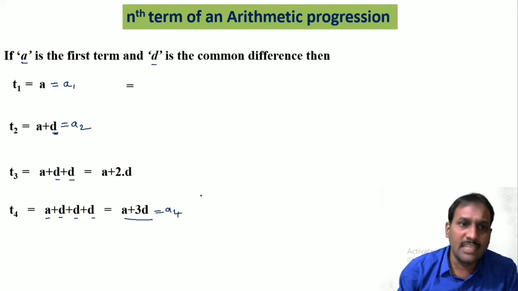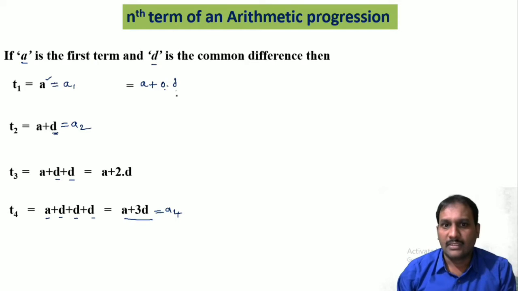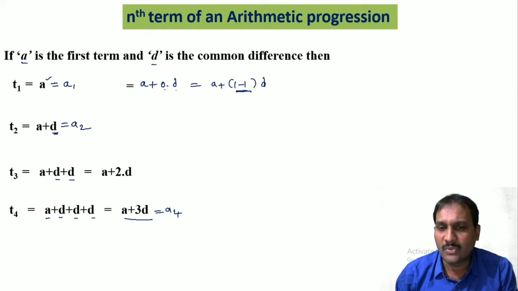Now this A, the first term, can I write it as A plus 0 into D? What is 0 into D? That is 0. So A plus 0 is A. Now that 0, can I write it as A plus 1 minus 1 into D? What is 1 minus 1? It is 0. So 0 into D.